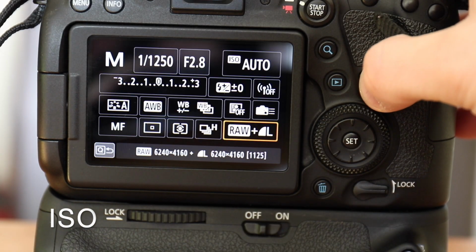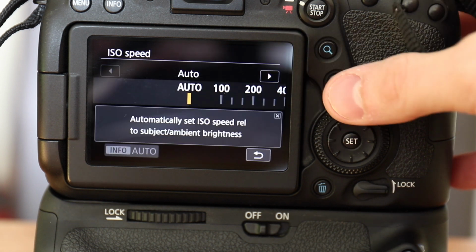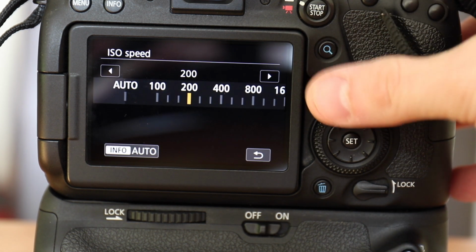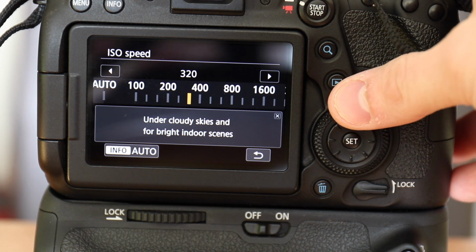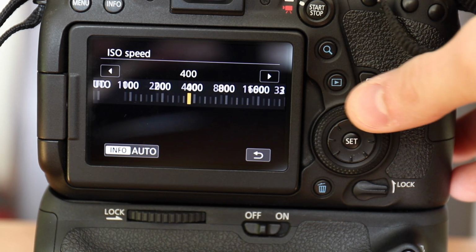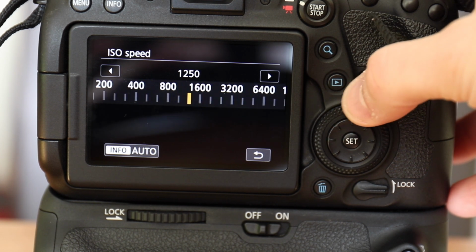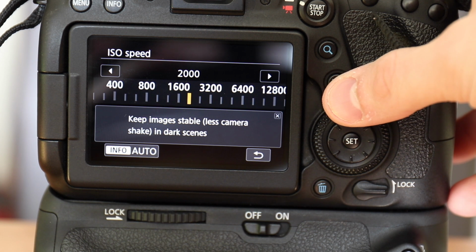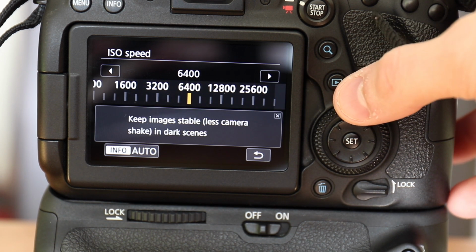ISO, or ISO, depends on how you want to read it. The final variable in the exposure triangle is ISO. ISO is the sensitivity of the digital sensor that your camera has. Higher values of ISO mean that the sensor does not need to collect as much light to make a correct exposure. Low ISO values mean that the sensor will have to gather a lot more light to make the exposure.